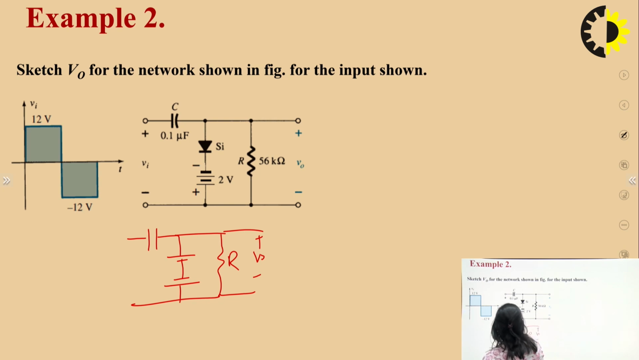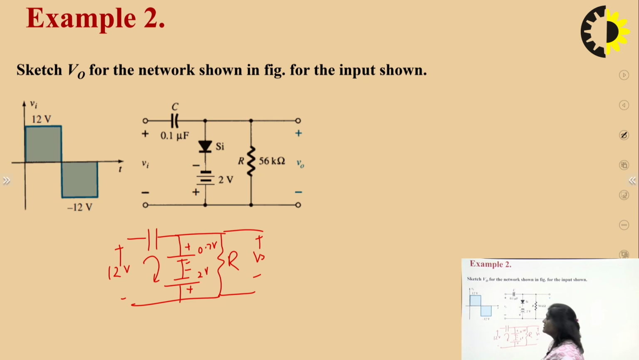So here this diode is forward bias in the positive half cycle, which means it will be 12 volt plus minus, and now this is minus plus 2 volt, plus minus 0.7 volt. Now current will be flowing in this way. So this plate will be plus, this plate will be minus, this will be VC. And now we can apply the KVL here.